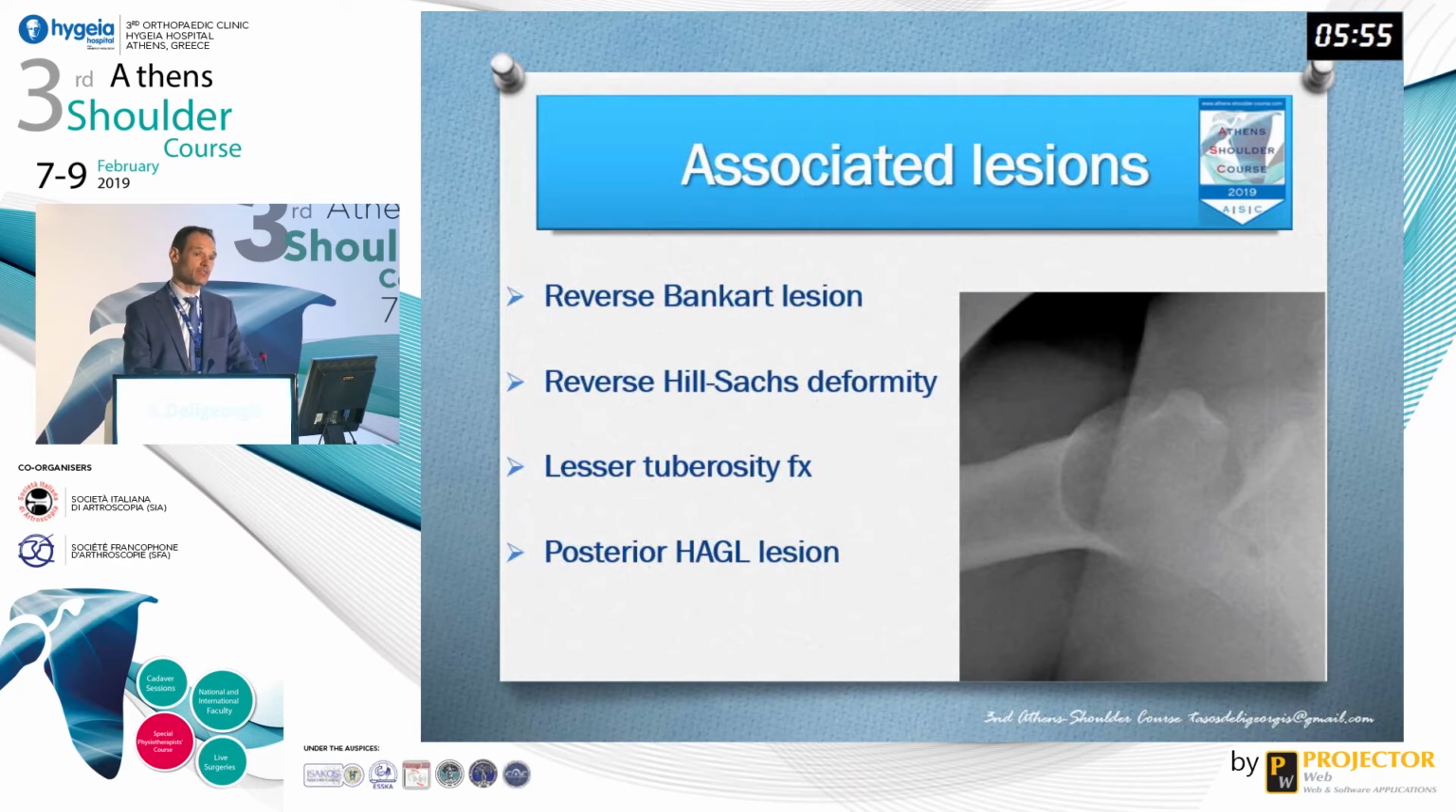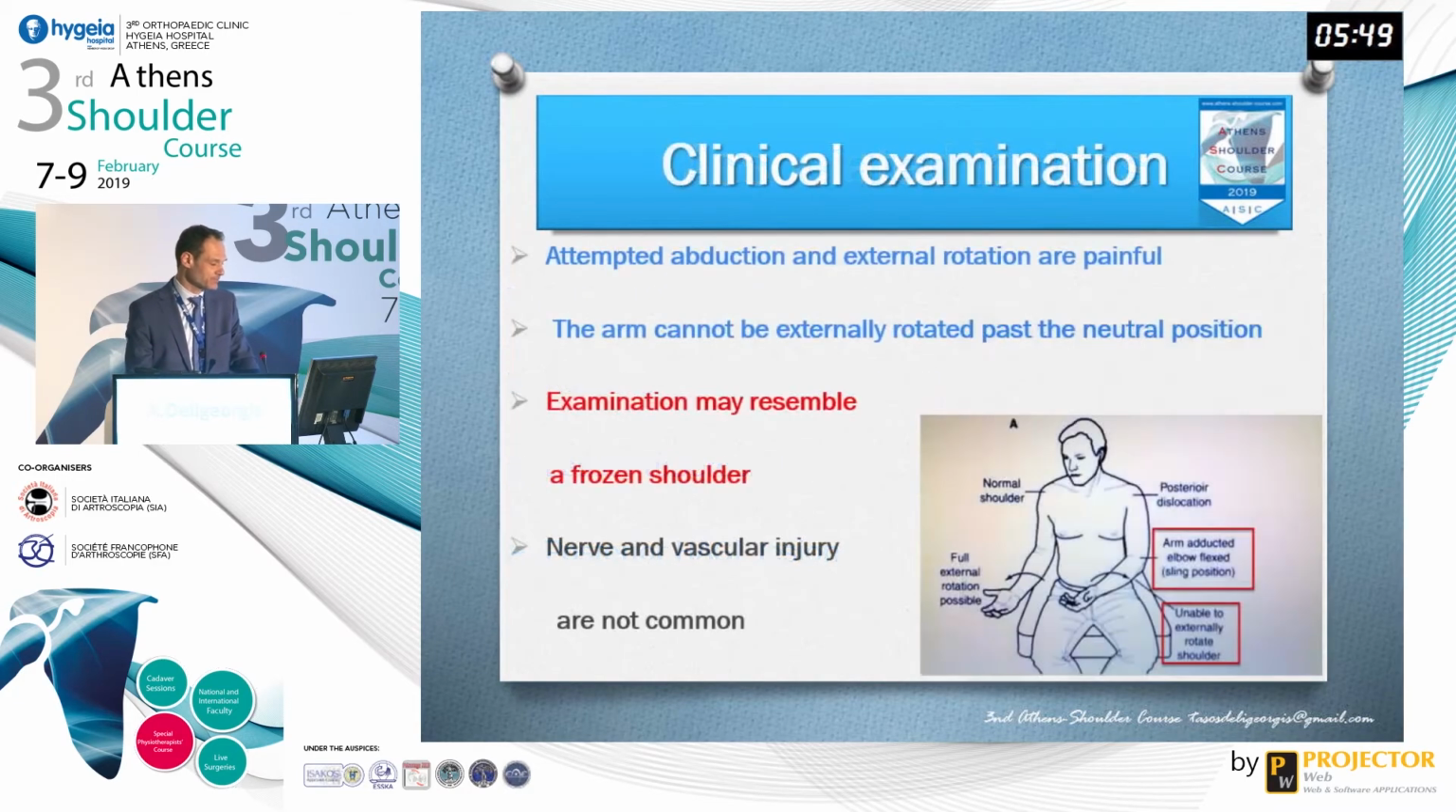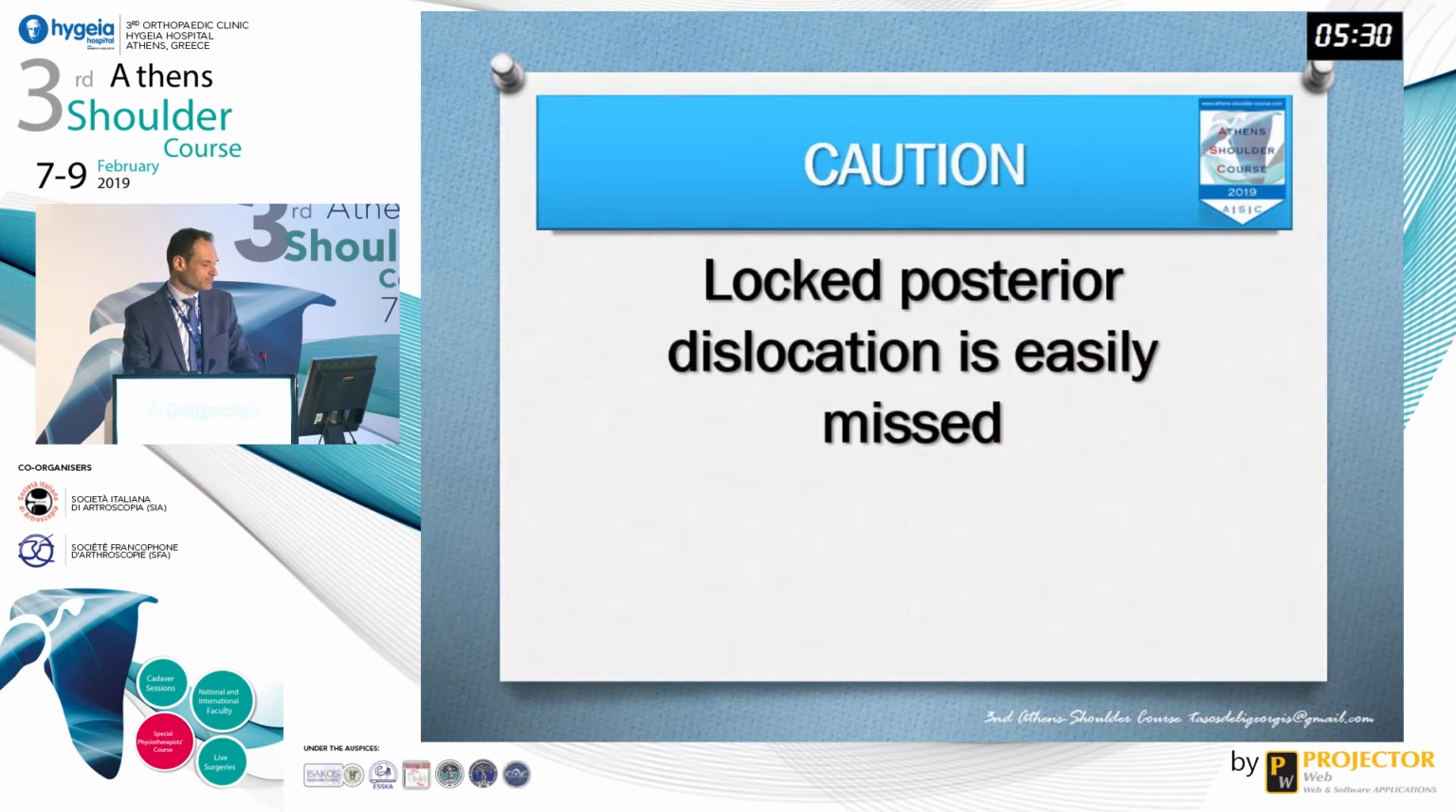Associated lesions include a reverse Bankart lesion and a reverse Hill-Sachs lesion. It could have a lesser tuberosity fracture or a posterior HAGL lesion. Now, in a posteriorly dislocated patient, attempts to adduct or externally rotate can be painful. Usually you can't externally rotate beyond the neutral position, so it might resemble a frozen shoulder.